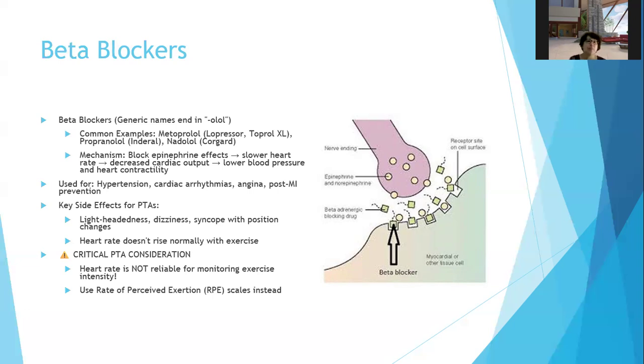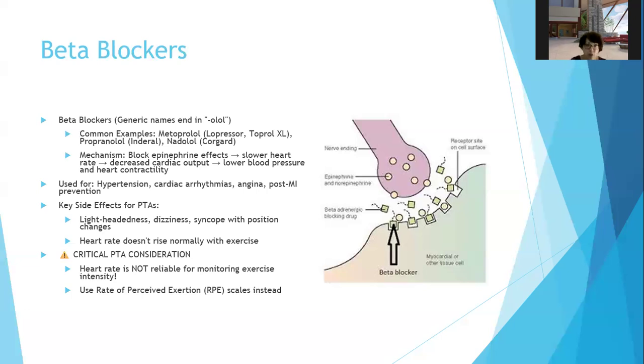So it blocks the effects of epinephrine. In order to increase our heart rate, the sympathetic nervous system says, oh, the heart rate needs to go up, I'm going to send epinephrine. It's going to bind to those beta receptors on the heart. And so beta blockers block the receptors, and so they block the effects of epinephrine.